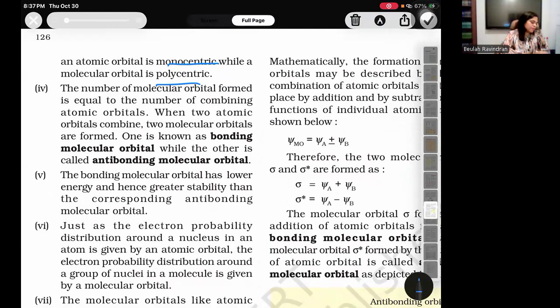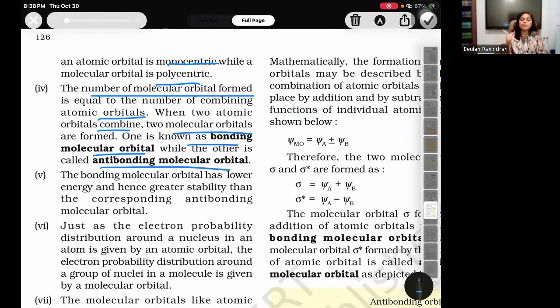Next point: the number of molecular orbitals formed is equal to the number of combining atomic orbitals. So when two atomic orbitals combine, two molecular orbitals are formed. One is known as the bonding molecular orbital, while the other is the anti-bonding molecular orbital. When two atomic orbitals combine, they create two molecular orbitals, one bonding and another anti-bonding.